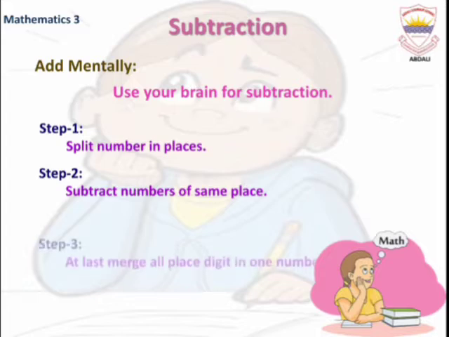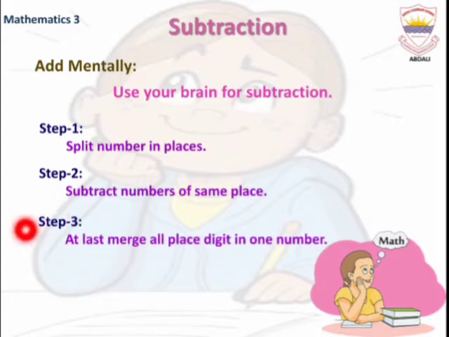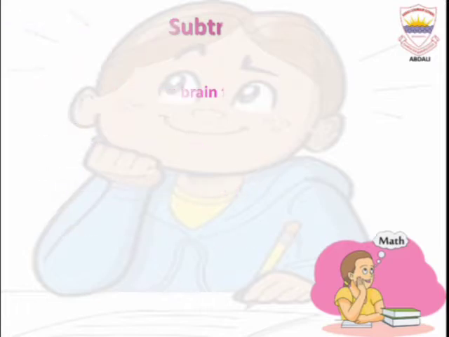And our last and third step is, at last, to merge all the place digits into one number. Now student, let's start to solve our examples by using these steps.